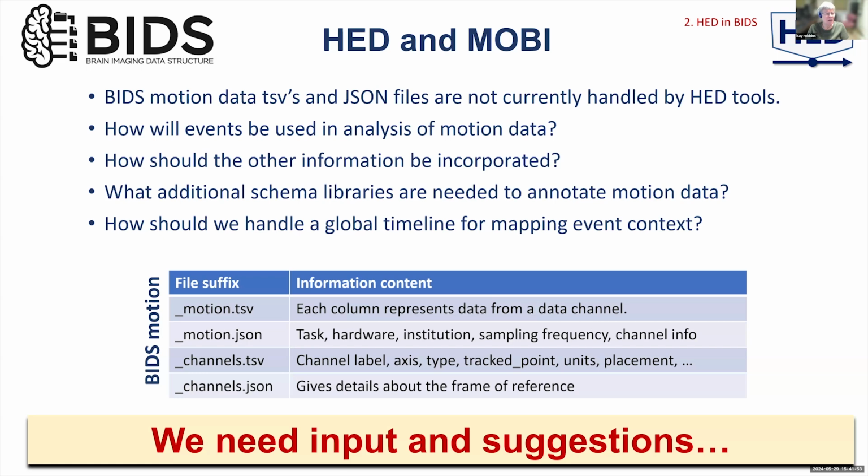And so our questions are, how will events be used in motion data, and what kinds of information do people who analyze motion data want mapped to the experimental timeline? And how should we map a global timeline for mapping event context? Because in MoBI data, you often have multiple rigs and multiple experimental timelines. And we want to be able to insert HED into there in a way that's usable to the community. So we need input and suggestions.